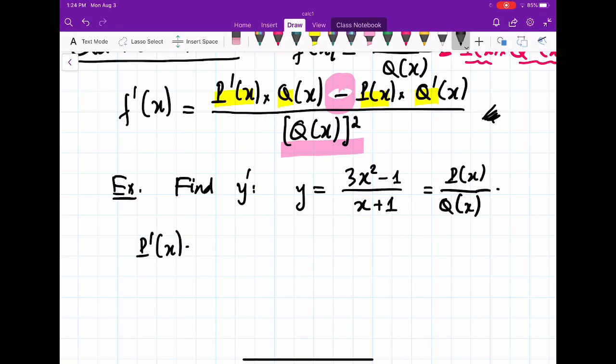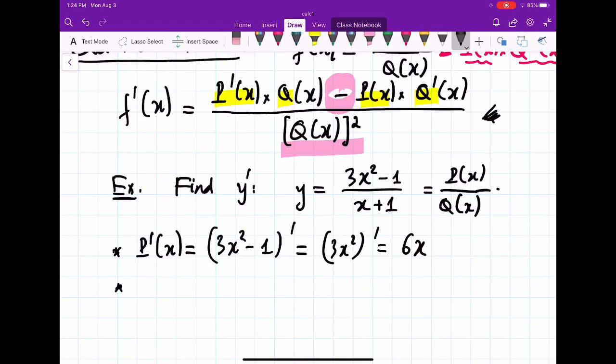p prime is (3x squared minus 1) prime. Now I don't write 1 prime because that is 0. So I have (3x squared) prime, which is 6x. Okay. And then q'(x) is (x plus 1) prime, which is 1, right?